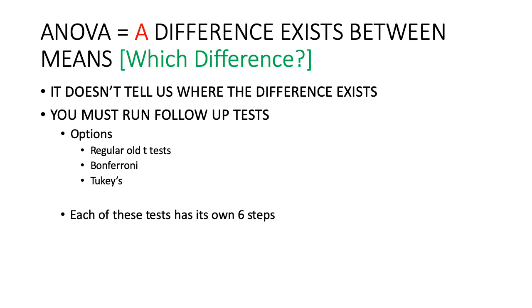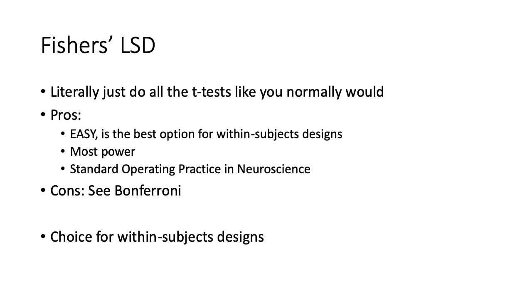ANOVA will tell us if there's a difference among the 3 means, but it doesn't tell us where the difference exists. You must run follow-up tests. The first follow-up test is called Fisher's LSD, but really, it's just you do all the t-tests that are possible, like you normally would. So, the pros. This is super easy. You already know how to do this.